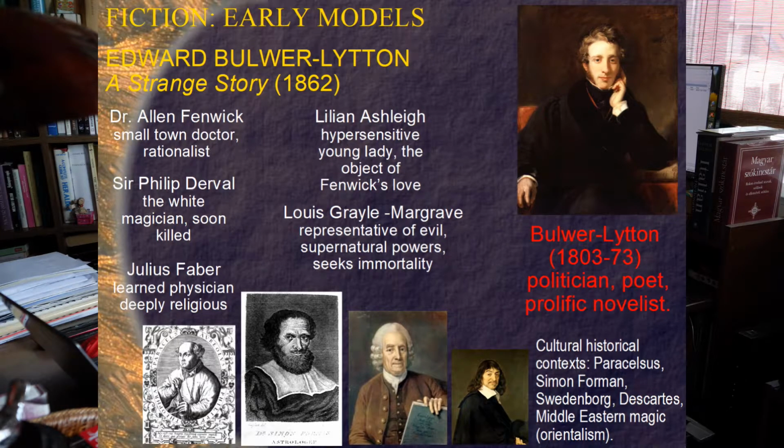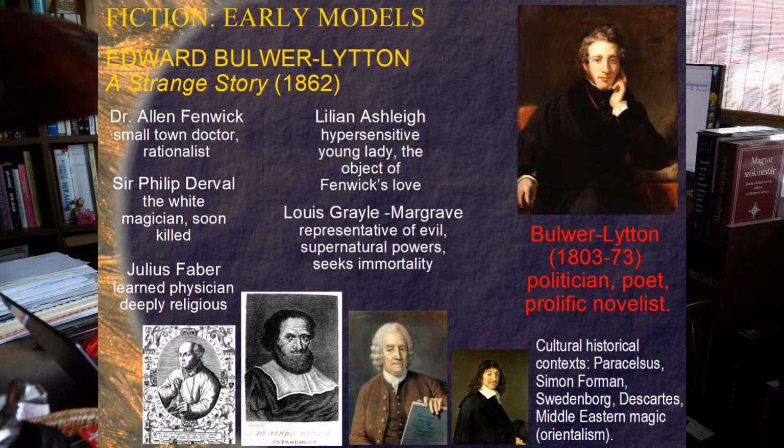He gets in touch with two esotericists. One is Sir Philip Derval, who is a white magician, and the other is Julius Faber, who is a learned physician but deeply religious and not very far from esoteric ideas. All this happens in a small country town in England.